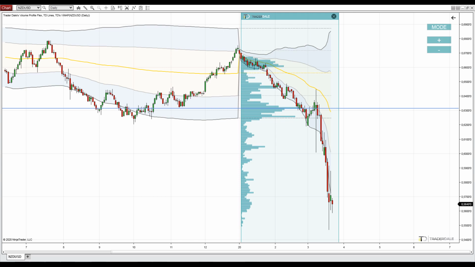Let's now have a look at some indices, because the SP 500 is getting near a strong support, so let's have a look at it.